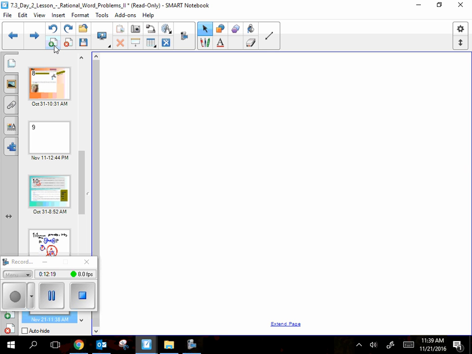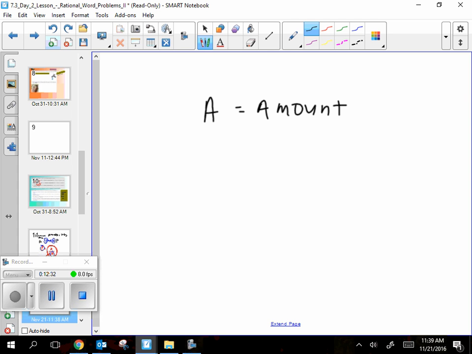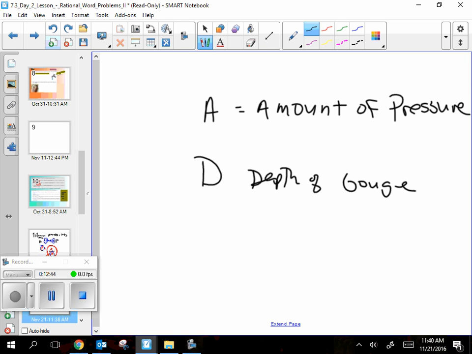Okay, so the amount you press down on the ball bearing, we call that A, amount of pressure, and D, the depth of the gouge in the floor. Would you write me an equation for those two that shows that you understand whether it's proportional or inversely proportional?